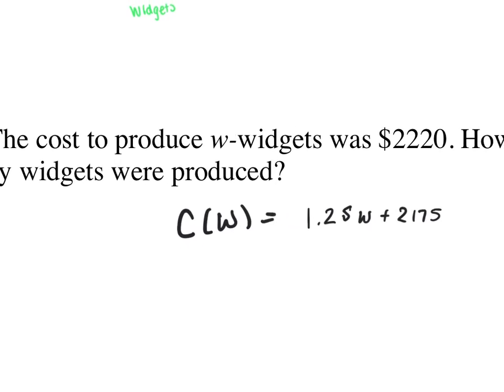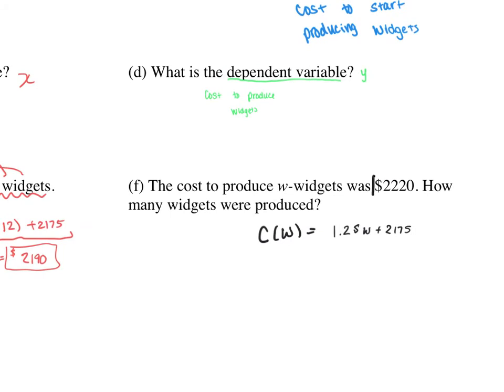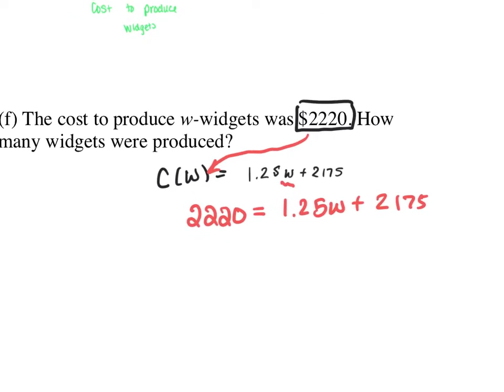So I know that the cost was 2,220. So what I can do is substitute that in for C of W, and I want to solve for W. Remember, whenever I solve an equation, I want to get my x's, or in this case my w's, on one side and my numbers on the other. Well, I already have my w's here.